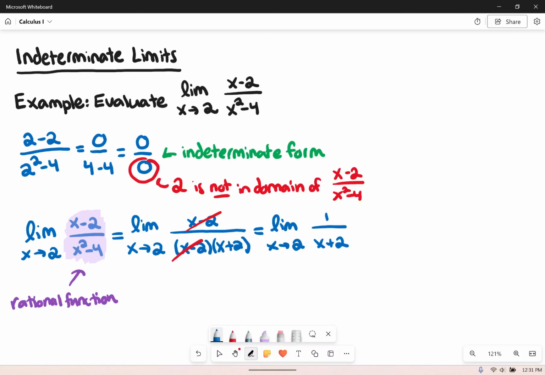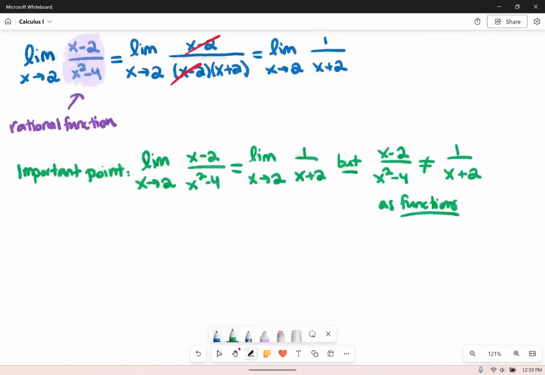I want to pause here and make a subtle but important point. It is true that the limits are equal, but the functions (x minus 2) over (x squared minus 4) and 1 over (x plus 2) are not equal, because they have different domains. One is defined at x equals 2 and the other is not.